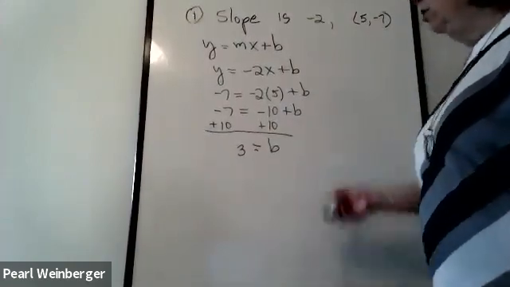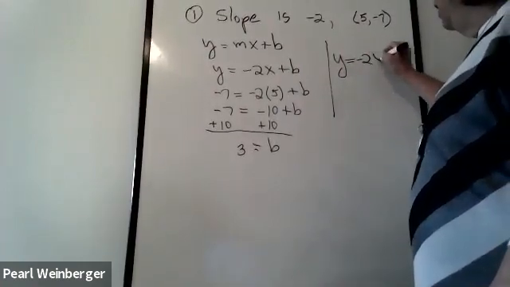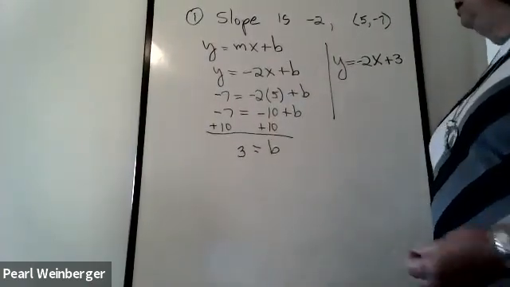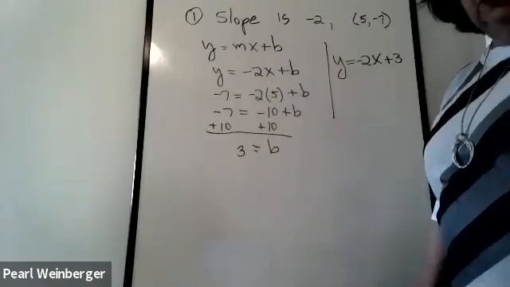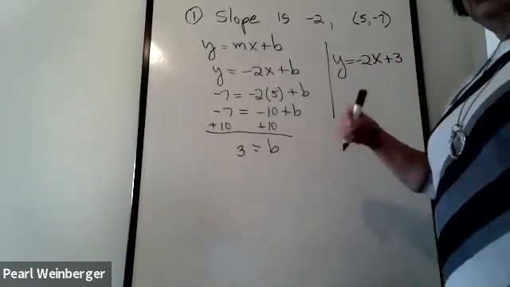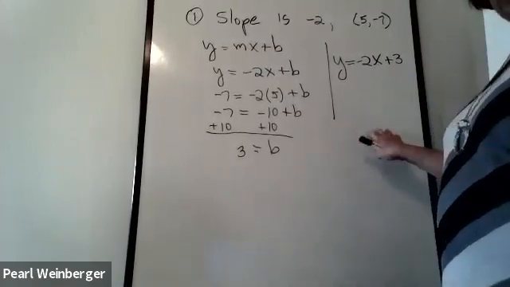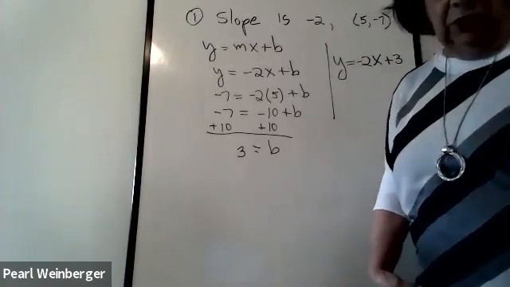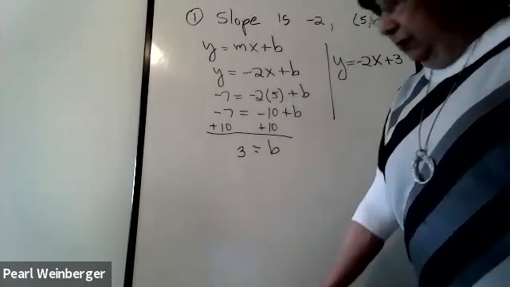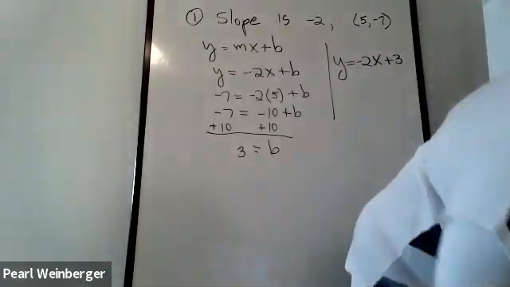And when I bring the 10 to the other side, I get -7 plus 10, which is 3. So now I know that my equation of my line should be y equals -2x plus 3. The b worked out to be 3. And as a matter of fact, if I asked you what is the y-intercept of this line, you would tell me the y-intercept is 3. That means (0, 3). Because the y-intercept always has the x value being 0. Okay, so that's one type of question that could be asked in terms of writing the equation of a line. Okay, what's another type of question? Well, let me see if I can.